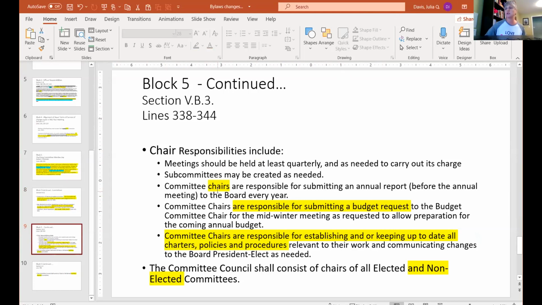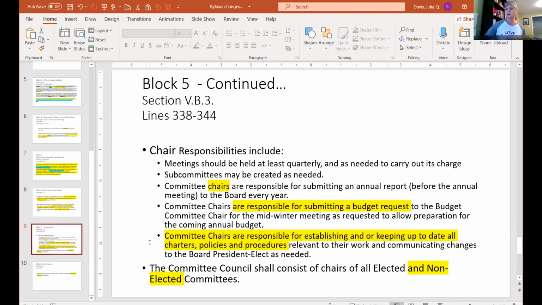So you see committee chairs are responsible for submitting the annual report. So it specifies which person on the committee. It also specifies, again, something that we already do, but just to make sure that people understand that when they agree to be a chair, they're also responsible for submitting a budget request each year. And that would be for our midwinter meeting.